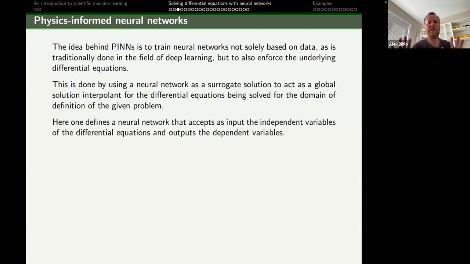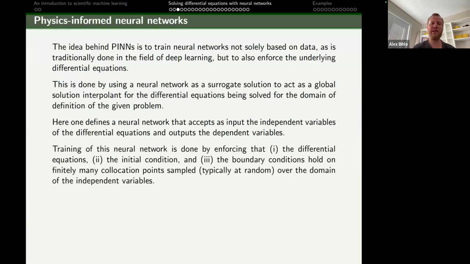So how does that work? This is still on a very high level, so don't worry, I'll give you a simple example on the next slide. But how does one actually do this? Well, one just defines an interpolant. So your independent variables are the input to your neural network, your outputs are your dependent variables. And then you train a neural network to solve the differential equation.